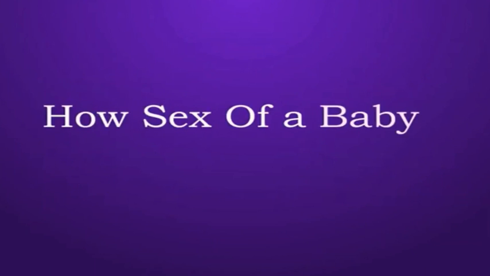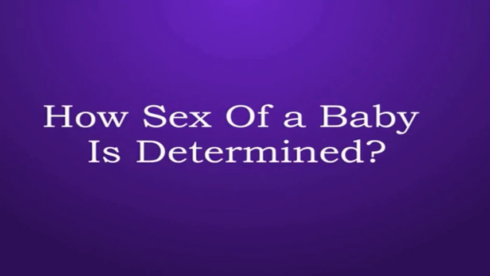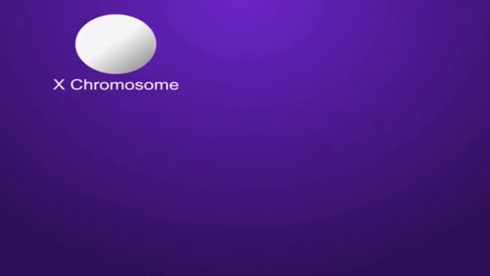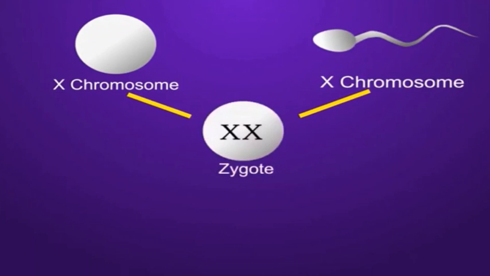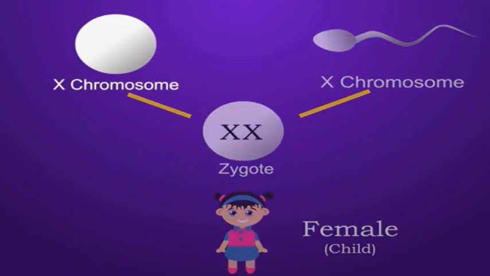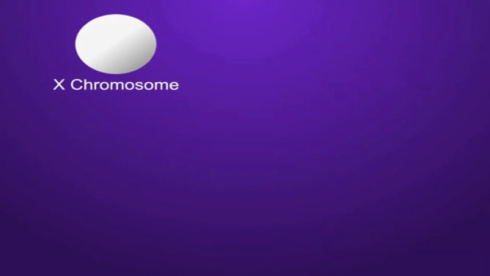Now see how the sex of a baby is determined in man. When an egg is fertilized by a sperm containing an X chromosome, the zygote formed would have two X chromosomes, XX. XX means female. This zygote develops into a female child.